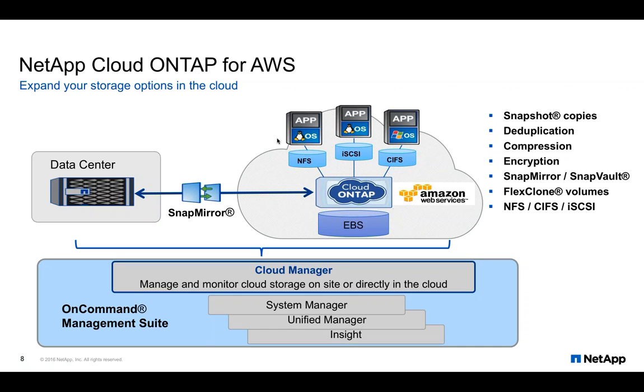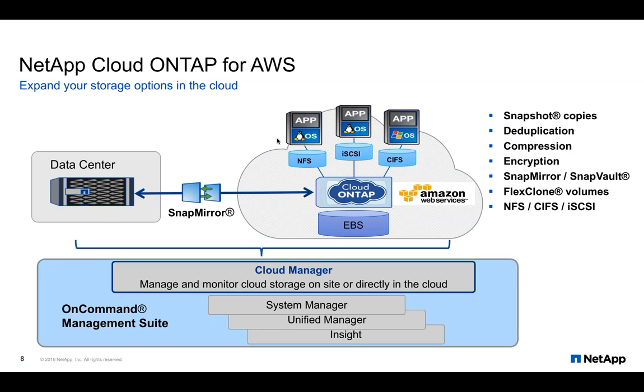And since it's ONTAP, we have our SnapMirror and SnapVault replication technologies, so you can easily replicate data into the cloud, and more importantly, back out. And again, because of those storage efficiencies, it's a much smaller amount of storage that you'd actually be transmitting out if you choose to do so.